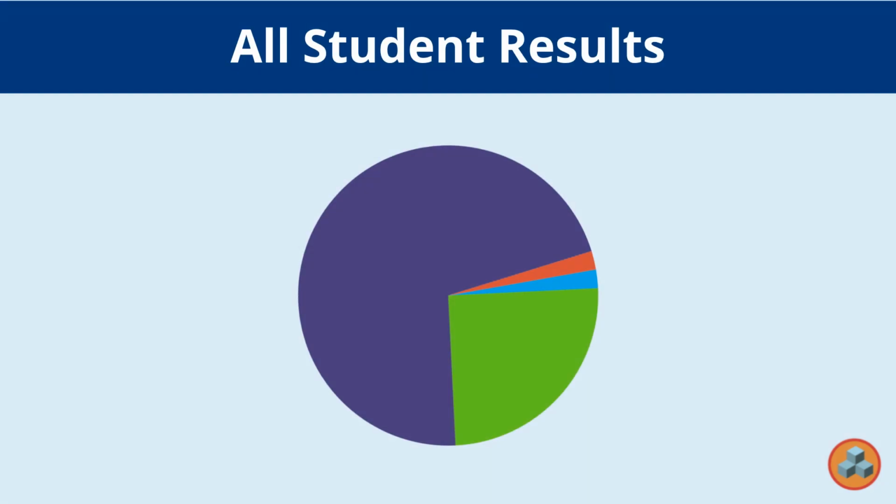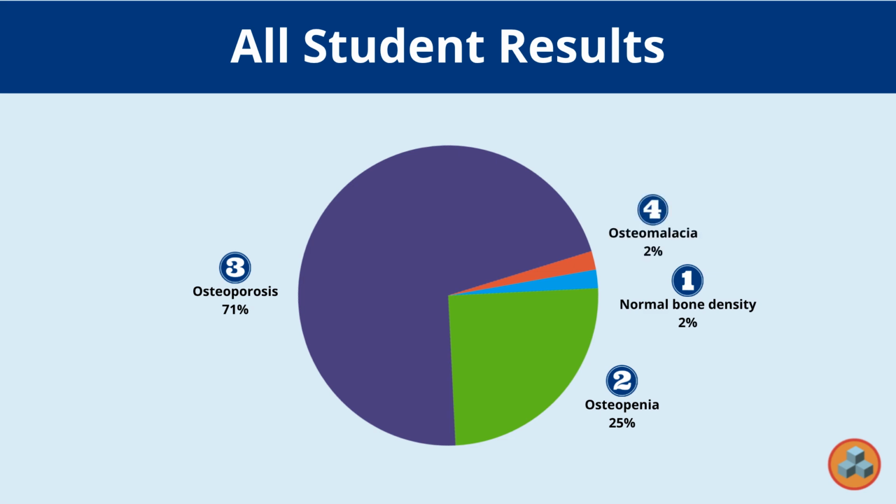Let's explore the all-student data. 71% of students selected option 3, osteoporosis, the correct response. 25% of students selected option 2, osteopenia. 2% of students selected option 1, normal bone density. 2% of students selected option 4, osteomalacia.